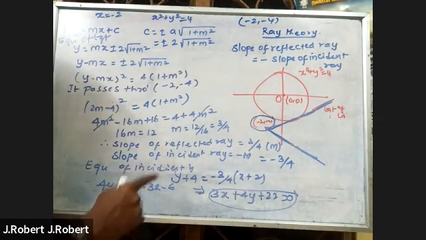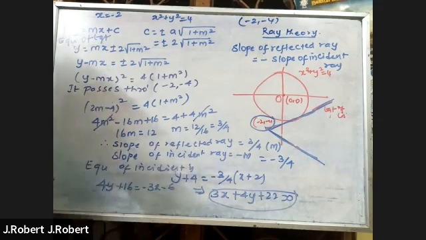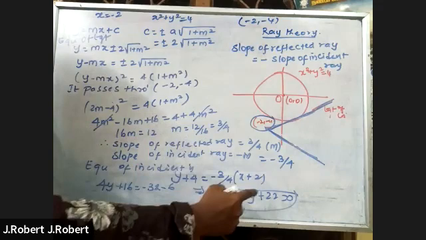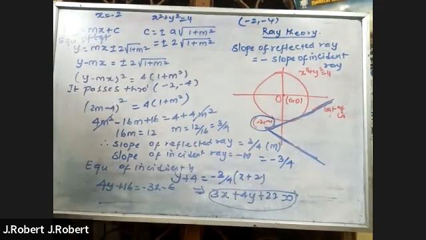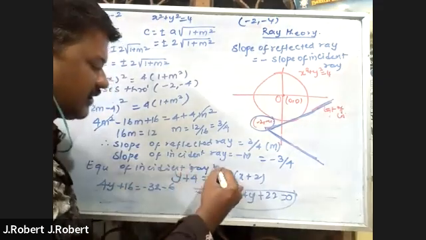Now we know the slope of the incident ray, and the point it passes through is the common point, minus 2, minus 4. So there is a point and a slope. Using the formula y minus y1 equals m into x minus x1, I'll get the equation 3x plus 4y plus 22 equal to 0. This is called the equation of the incident ray. Please take note.